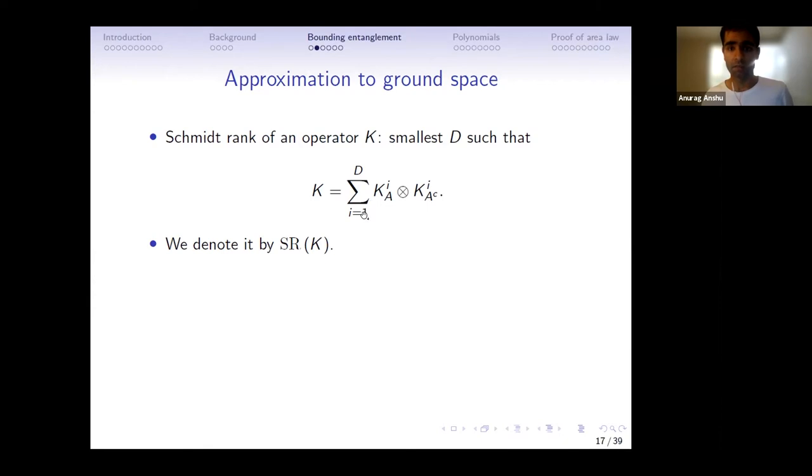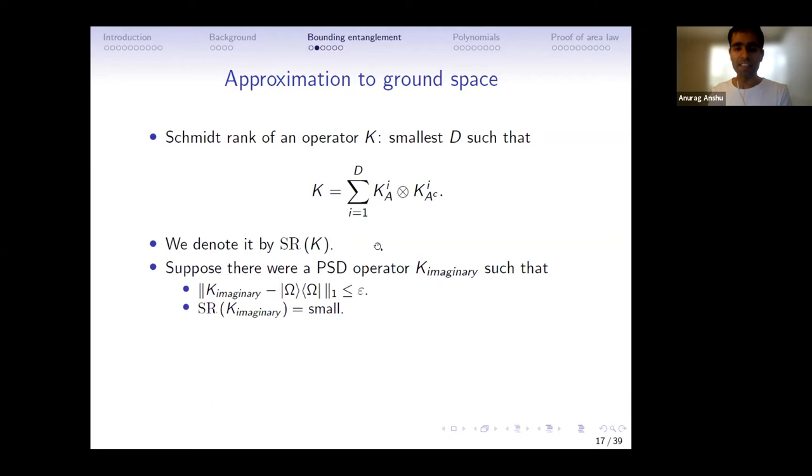And you expect this to be a natural thing, because imagine this operator acting on a product state, let's say something acting on the left and the right side, then it's not very hard to convince yourself that the entanglement in the new system will be at most log d. So the Schmidt rank captures the amount of entanglement that is generated by these operators. And we're going to denote it by SR of K, the Schmidt rank of K.